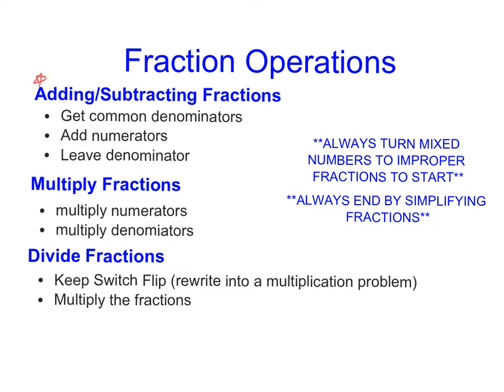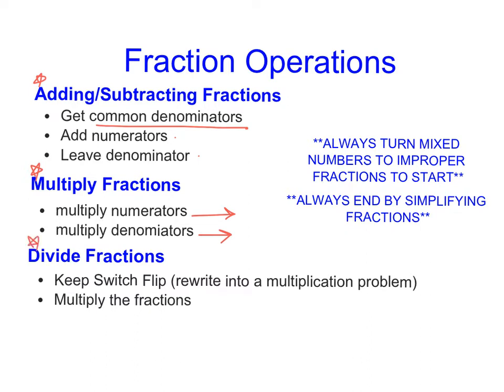When we add and subtract fractions, remember we need common denominators, and once they have common denominators, we just add the numerators and leave the denominator alone. Then when you multiply fractions, you simply multiply the numerators straight across, multiply the denominators straight across, and simplify. Notice that we do not need common denominators when we multiply fractions.